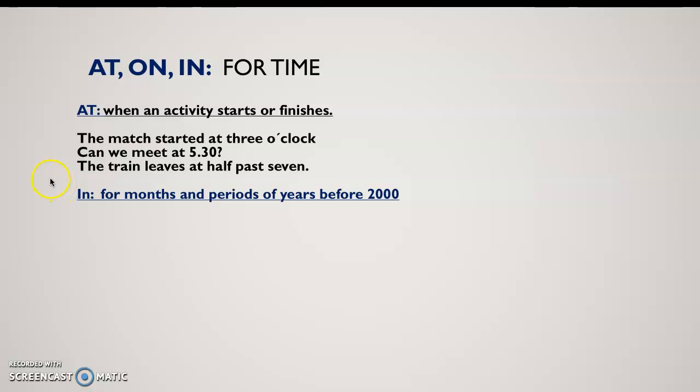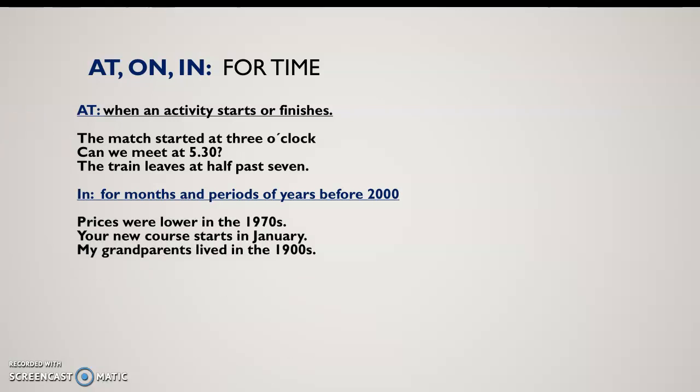Now, we use in for months, so for example January, February, March, and periods of years before the year 2000. Let's take a look at some examples. Prices were lower in the 1970s, or your new car course starts in January, or in February, or in March, and my grandparents lived in the 1900s. In the 1970s is a period of 10 years. In the 1900s is a period of 100 years. So that's what I mean by periods of years.